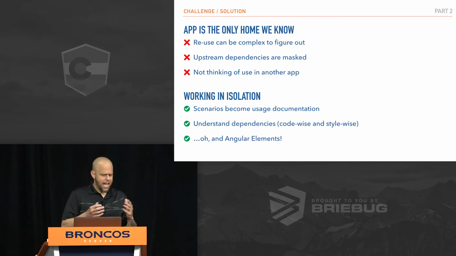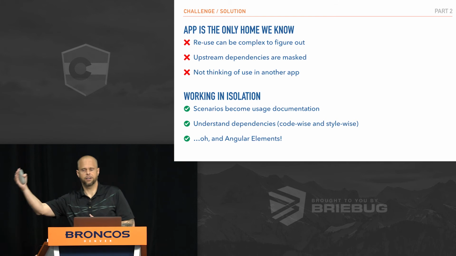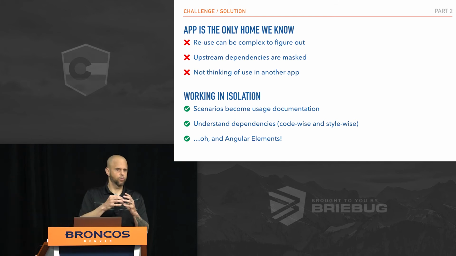All right, the app is the only home that we know. When we're building these things and using the app as the home for that, that's the only place we've ever seen this component of this feature built, right? So when it comes time to reuse this thing, it can become complex. We don't have any understanding of how we're going to use it under this section of our app. We only have a blueprint of how it's used right here in this particular spot right now.